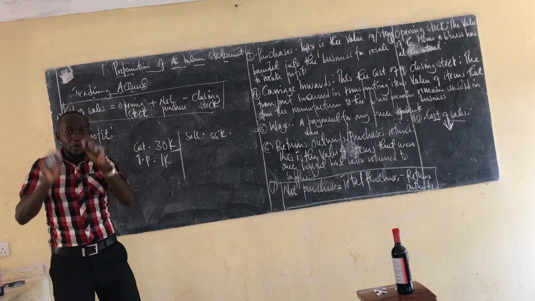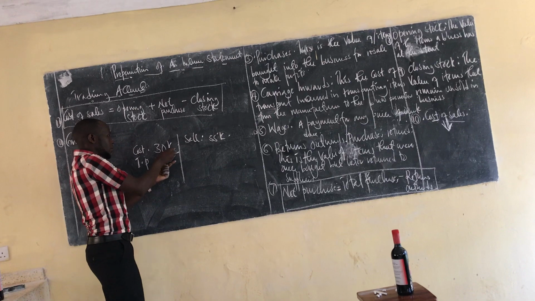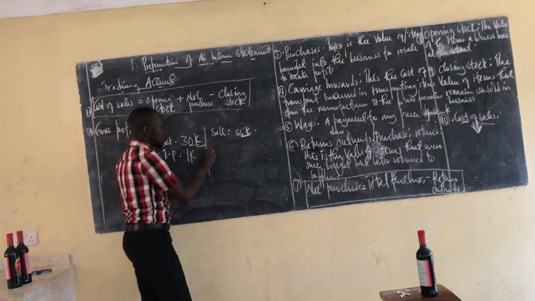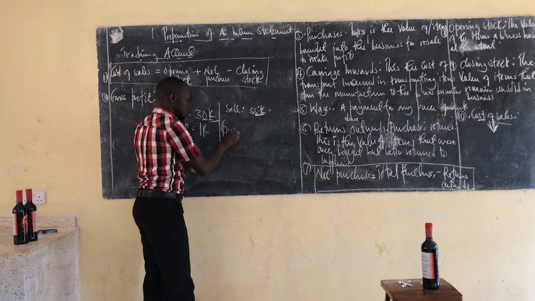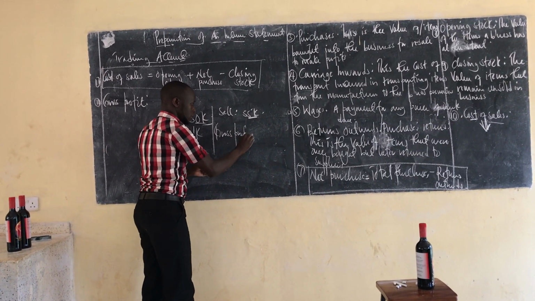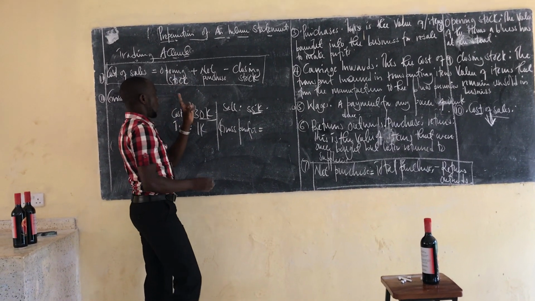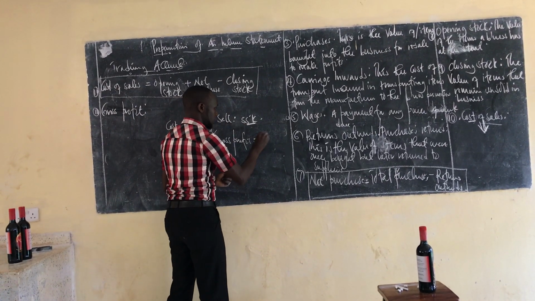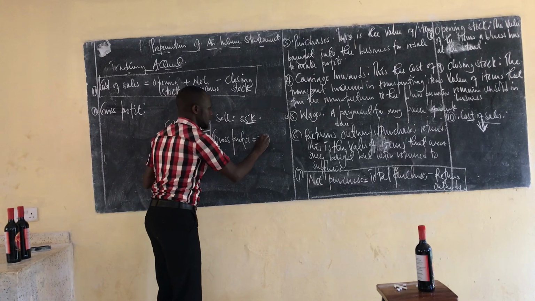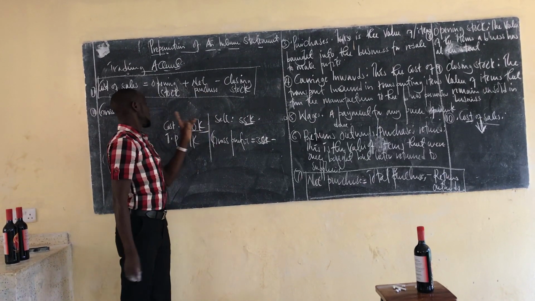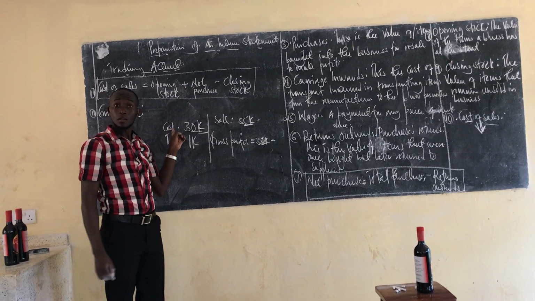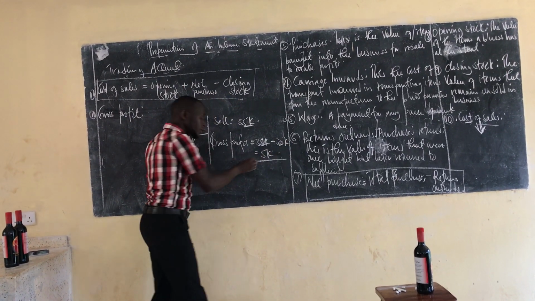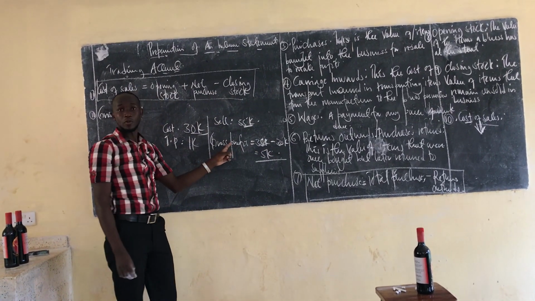The amount of profit that I realized when I bought this bottle at 30,000 and I'm selling it at 35,000: I will say gross profit is equivalent to the selling price, 35k, minus the buying price, which is the cost price, 30k, and the balance will be 5k. This 5k is what we call gross profit.